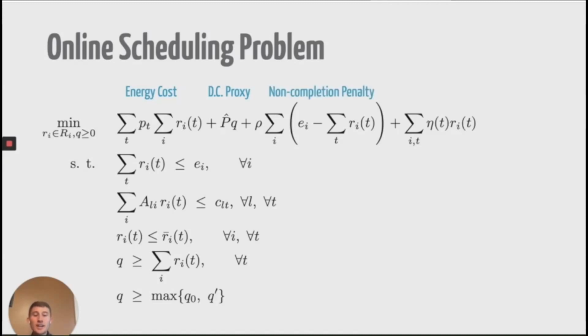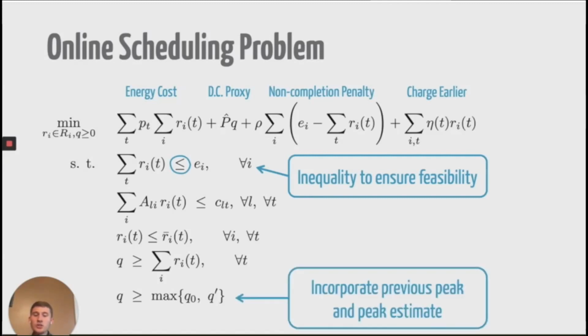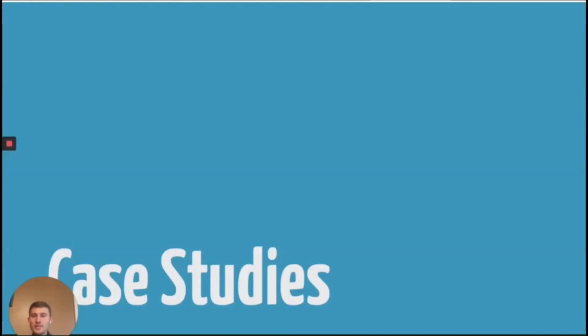We also introduce a non-completion penalty, and the reason we have to do that is we relax our equality constraint on the energy demand to an inequality. And that's important so that we can ensure feasibility in the online setting. We also add this regularizer that encourages us to charge vehicles earlier in their availability period, and that frees up capacity for future arrivals. And we add one additional constraint, which allows us to incorporate previous peaks that have happened in the billing period, as well as to provide an estimate or lower bound of the peak that we can use for our scheduling problem that improves performance.